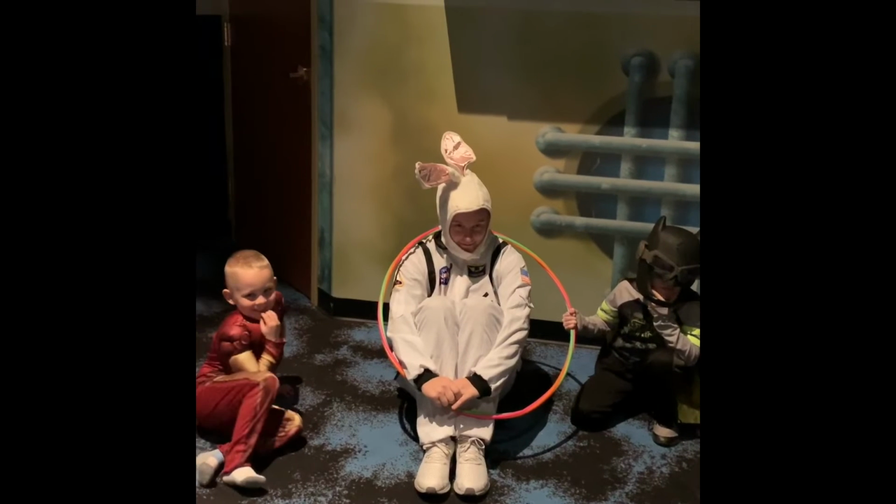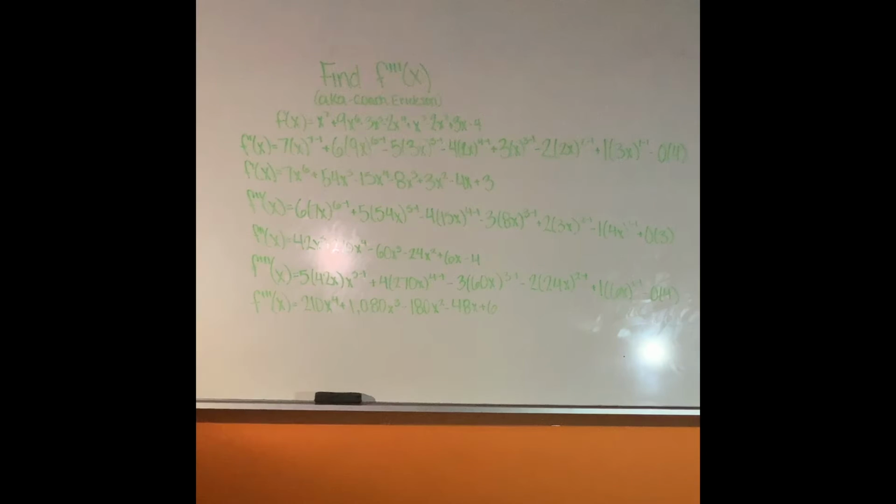We saved the best bunny for last. I bet this problem's going to be the hardest. For this problem, we need to find f triple prime of x, also known as Coach Erickson and a jerk.